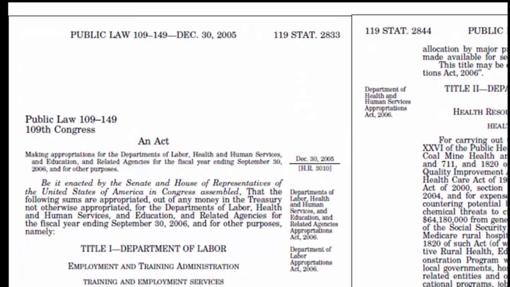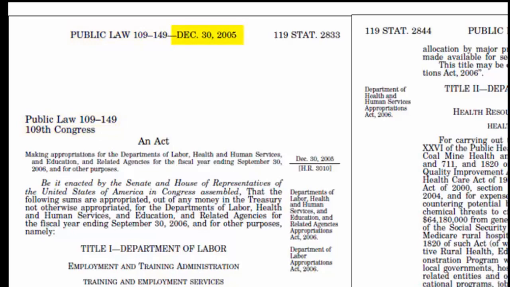This is a slip law. That is, this is the first official publication for the FY 2006 Appropriations Act for the Departments of Labor, Health and Human Services, and Education, and related agencies. The slip law gives us a lot of really good information. The public law number, telling us this is the 149th law passed by the 109th Congress.